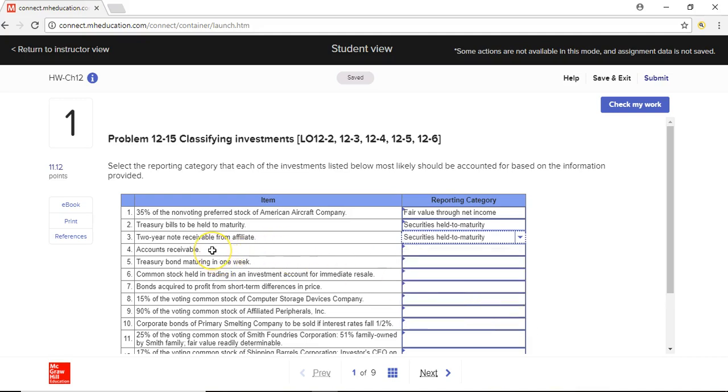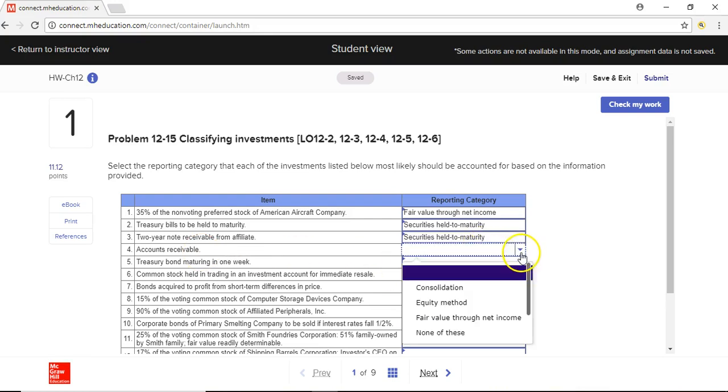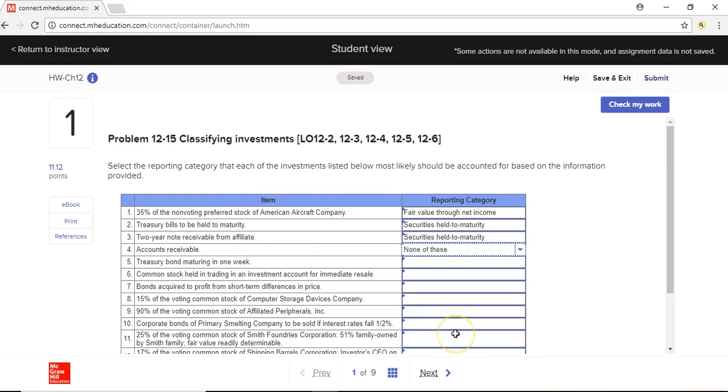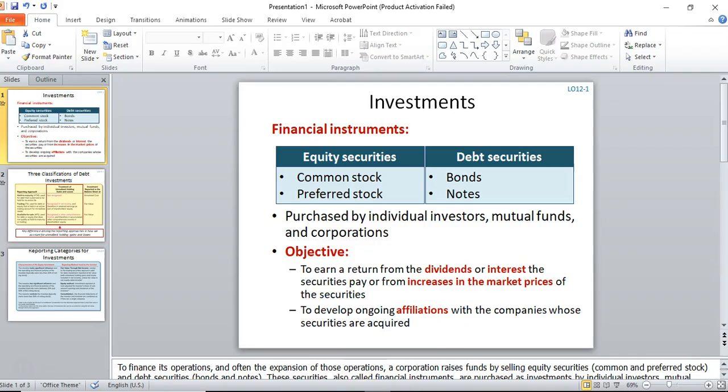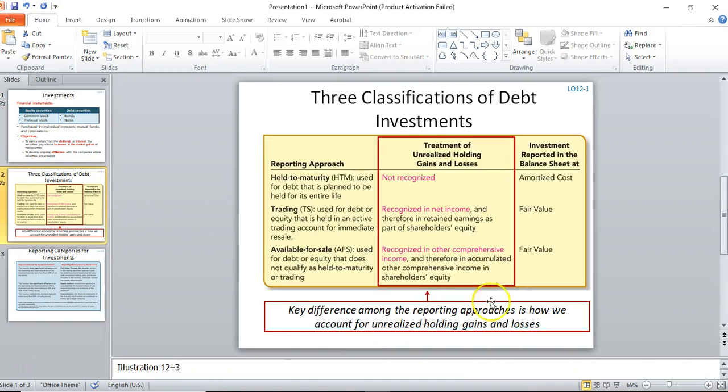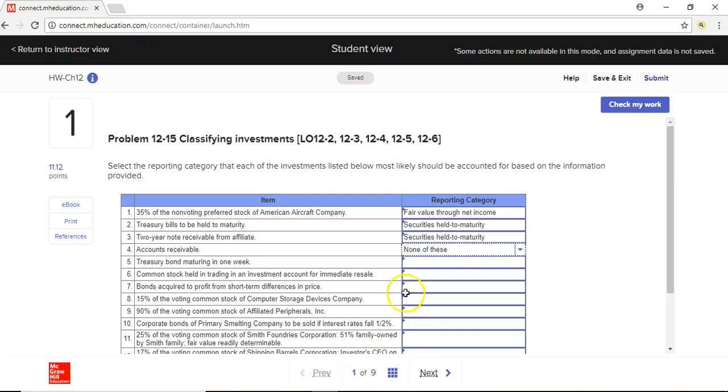The fourth investment is actually not an investment. Accounts receivable is an operational asset. It is not an investment, so we have no category for accounts receivable. Number 5, the company purchased a treasury bond maturing in 1 week. A bond is a debt security, and since there is a maturity date, we categorize it as held to maturity securities.